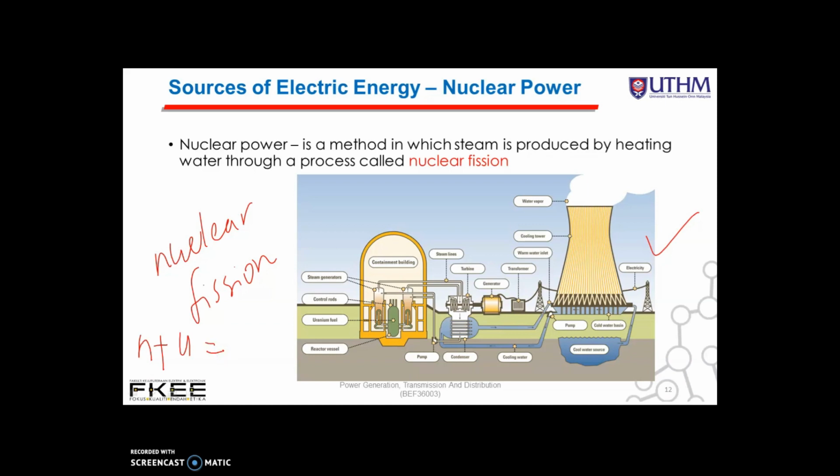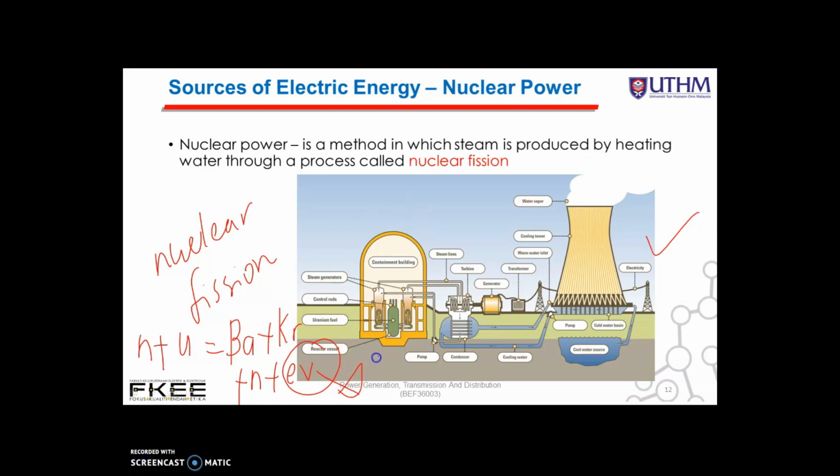It will then split, releasing a large amount of energy in the form of heat and radiation. So a neutron colliding with the uranium results in producing barium, krypton, neutrons, and also energy. This is the energy in the form of heat and radiation.